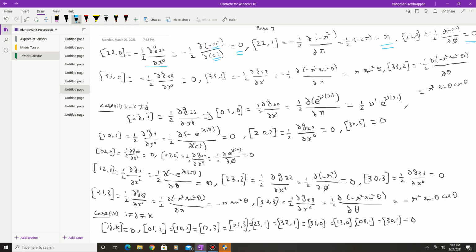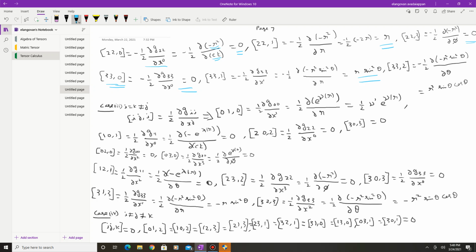Again, you consider i is equal to j is equal to 3, k is different. K first you choose 0, partial d g33 by dx0. This must be 0, because this is the time coordinate. g33 is independent of time, so it is 0. And 3 3 1, here g33 is r square sin square theta, x1 is r. So theta is a constant, so sin square theta can be taken out. I will differentiate partial d r square by dr, so we get 2r. Already there is a minus, the 2 cancels, so the result will be r sine square theta. So you get this result.